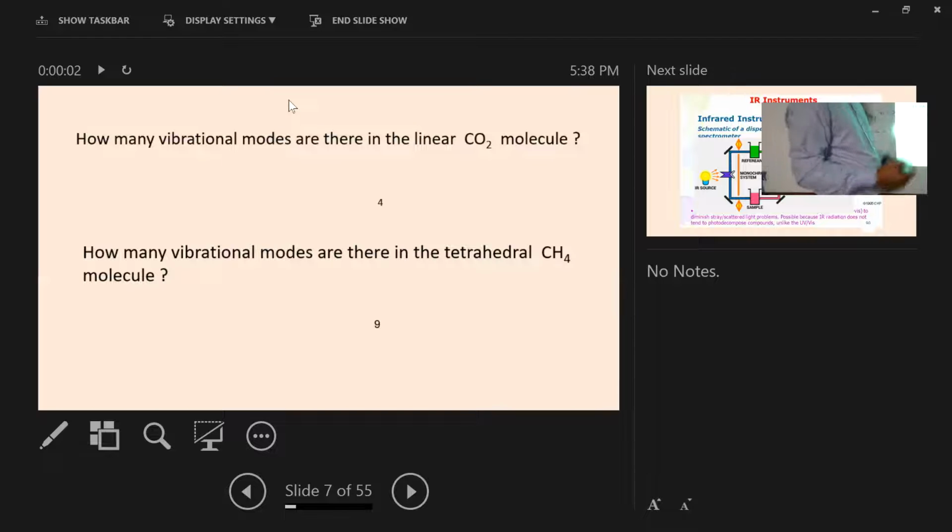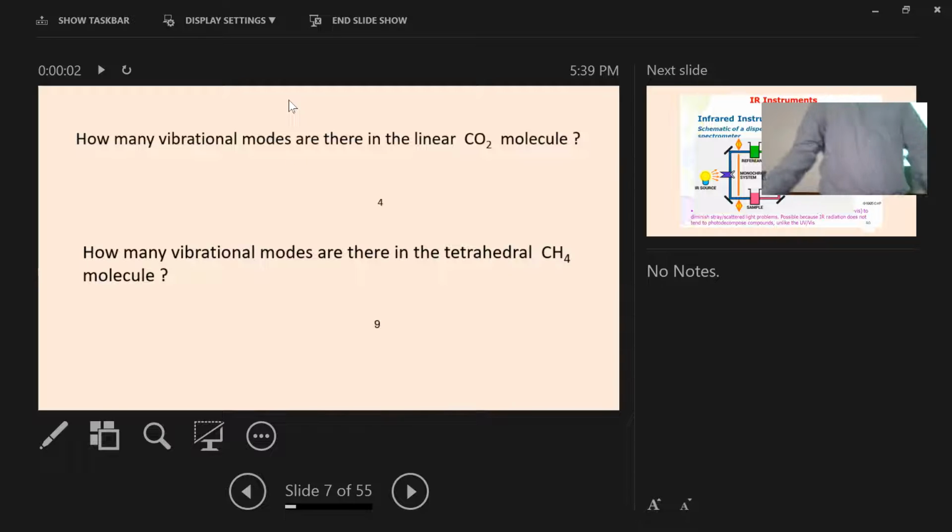10. So it should be: how many vibrational modes are there in a tetrahedral CH4 molecule? What I have told you about that. For a linear molecule, that should be 3n minus 5, because I have written this is for linear and this is for non-linear, because the water molecule is non-linear. So 3n minus 6, that should be the answer.